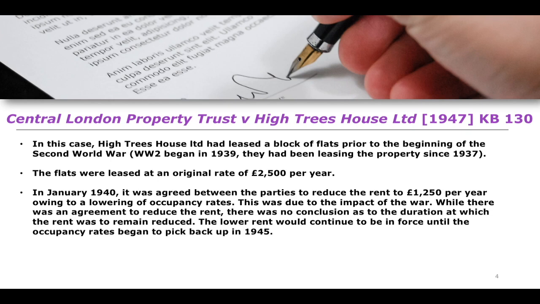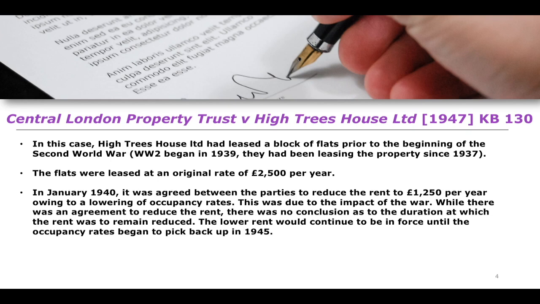While there was an agreement to reduce the rent, there was no conclusion as to the duration for which the rent would remain reduced. This would obviously make sense, given that the motivation for the reduction in rent was the war, and nobody knew in January 1940 how long the war would last. The lower rent would continue to be enforced until the occupancy rates began to pick up, which obviously takes place back in 1945 when the war ends.